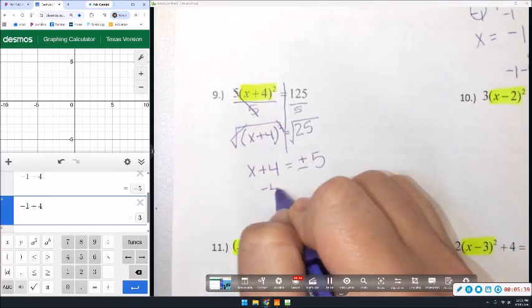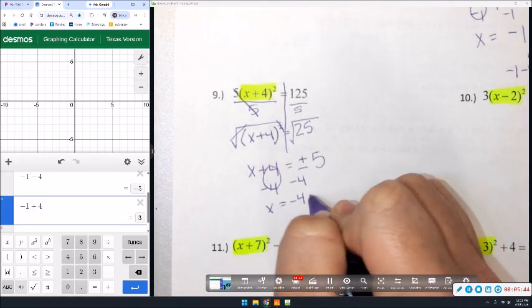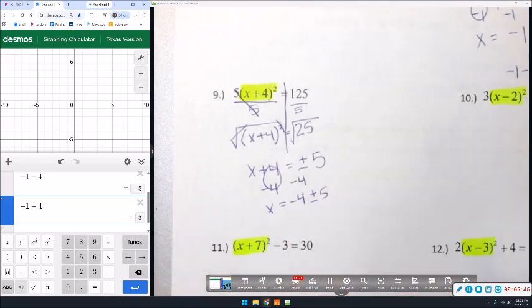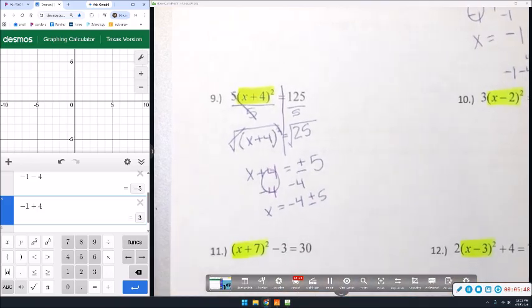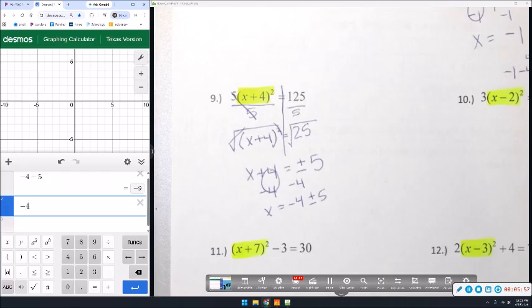So I'm going to subtract 4 on both sides. And I get x equals negative 4 plus or minus 5. Well, I'm going to have 2 answers there, so we're going to type it in. Negative 4 minus 5, and negative 4 plus 5. So what are my 2 answers? 1 and negative 9.